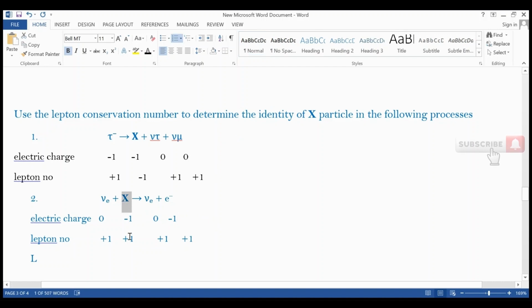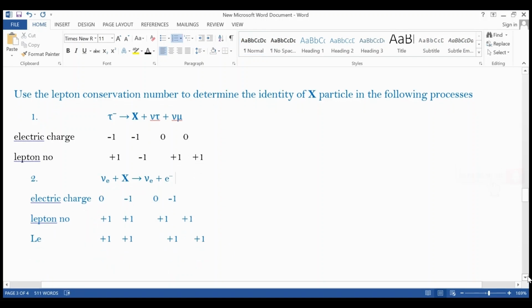So now we have confirmed that X is a lepton. But which lepton? Either it is electron, muon, or tau. So we will check the electron lepton number: plus 1. Also plus 1 because it belongs to the electron lepton family. Plus 1. So here plus 2 and there must be plus 2. So the electron lepton number is conserved. So from these values, we conclude that the particle is an electron.